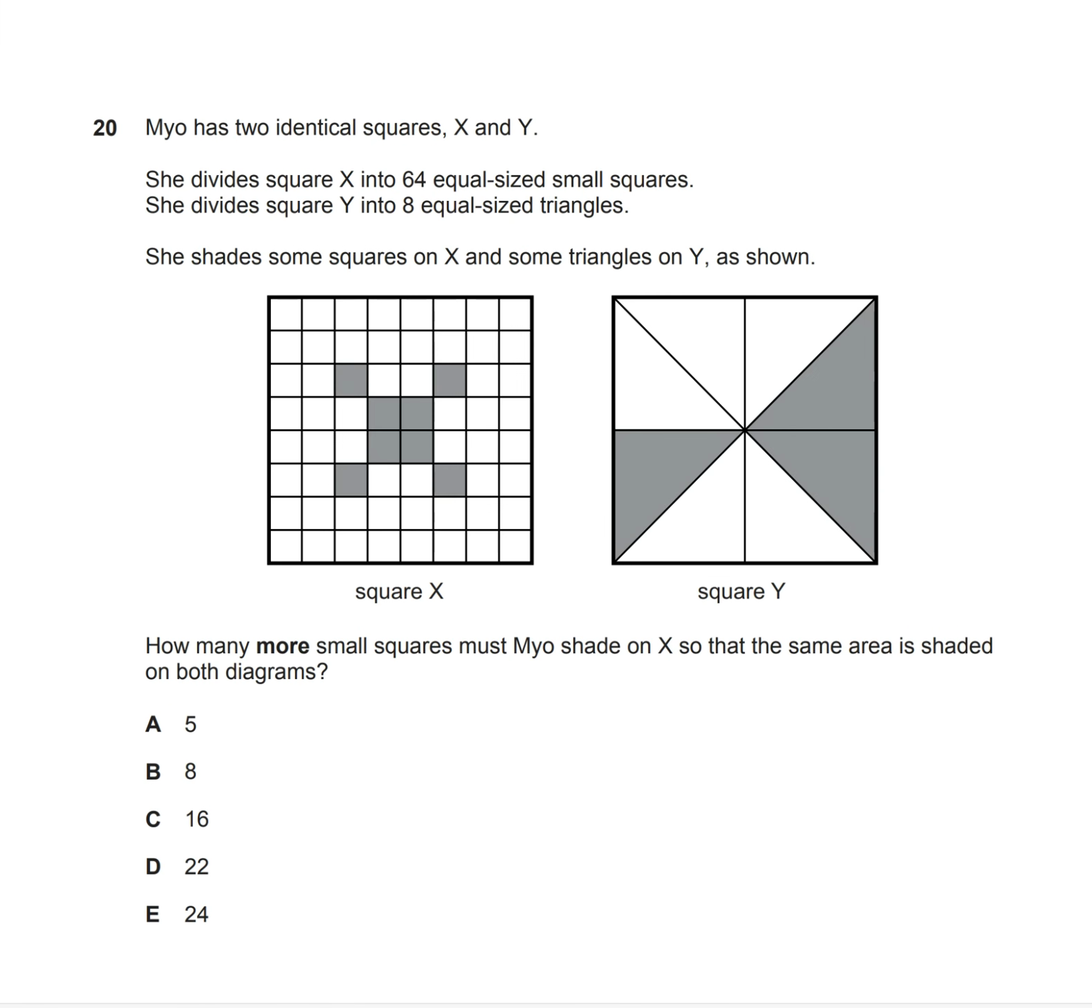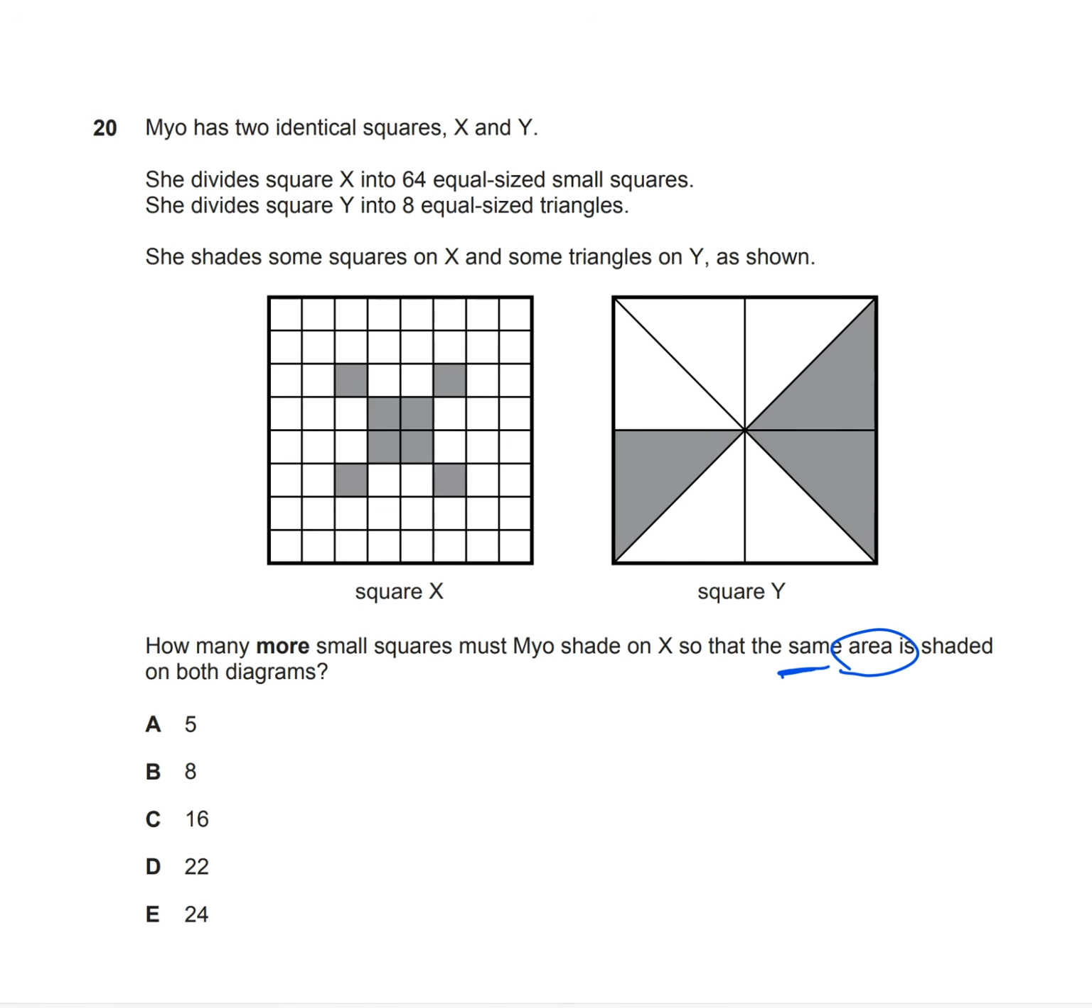Question 20. Maya has 2 identical squares x and y. She divides square x into 64 equal-sized small squares. She divides square y into 8 equal-sized triangles. She shades some squares on x and some triangles on y as shown. How many more small squares must Maya shade on x so that the area is the same on both diagrams?